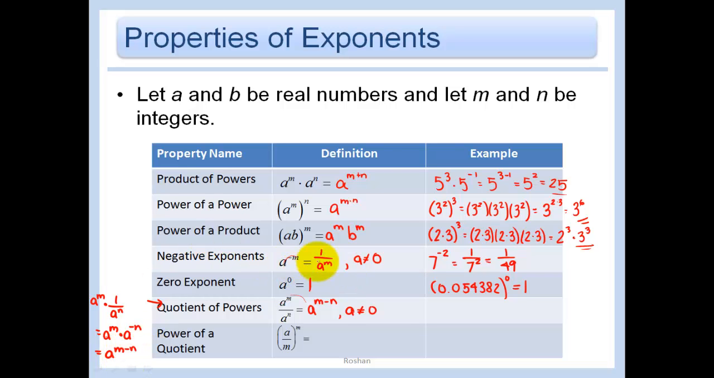And so I just said that I was going to explain this one better. So I could similarly explain it as, let's see, I have 1. 1 is the same thing as a to the 0 power. a to the 0 over a to the m equals, let's see, that would be a to the 0 times 1 over a to the m, or a to the 0 times a to the negative m, and then I would just get a to the 0 minus m, which is a to the negative m power. And so that is how I would prove that one.